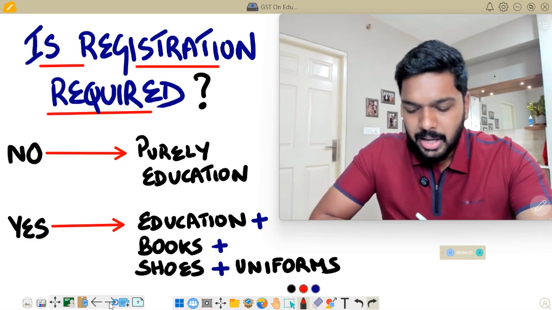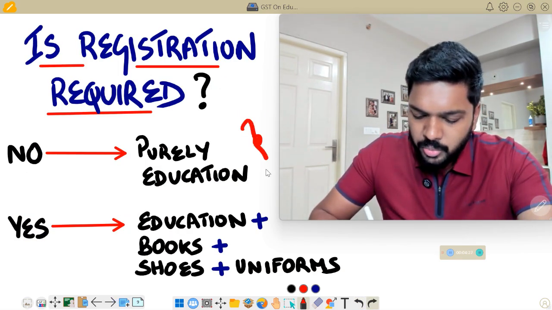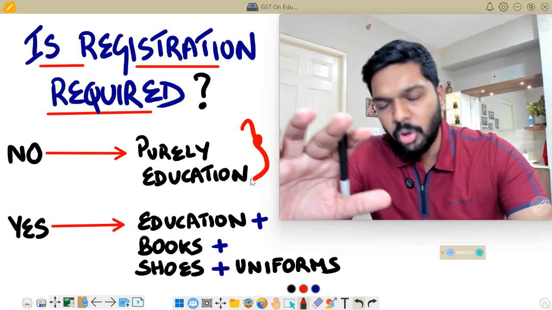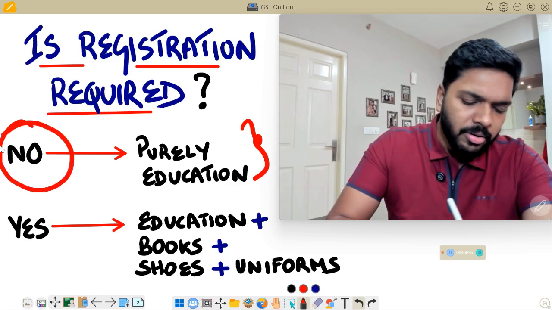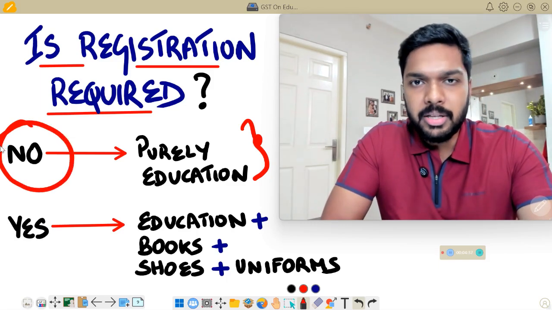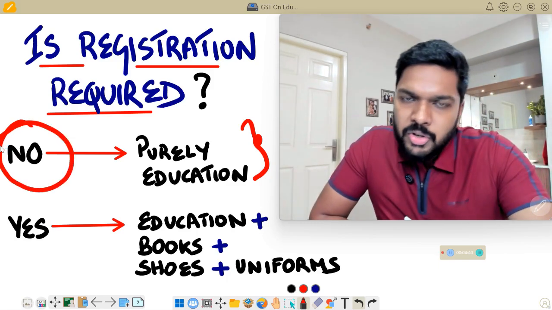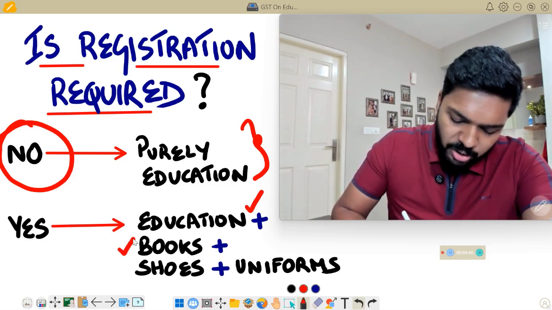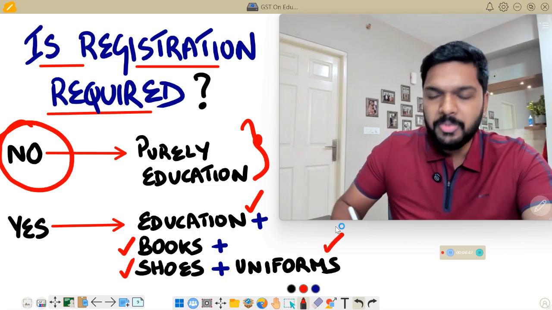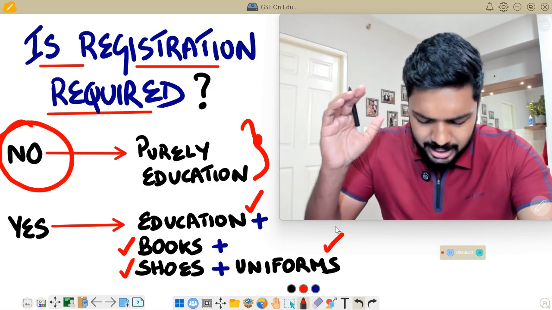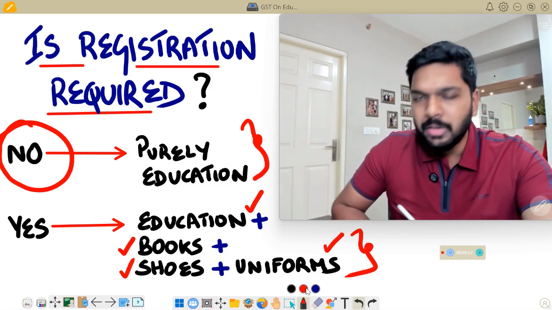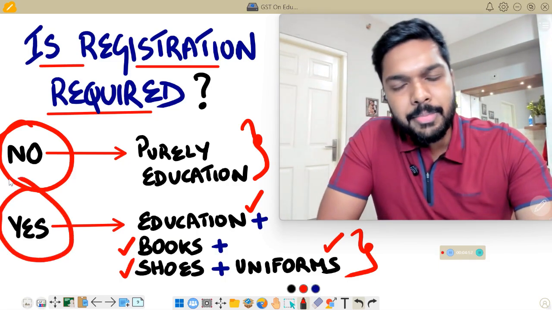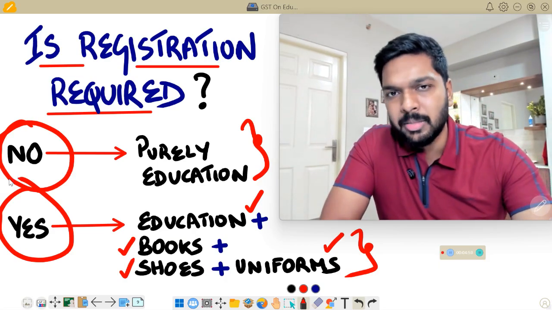Coming to registration. If you have an education institution which is wholly involved in the supply of education services, which is exempt, or purely exempt services, then registration is not required. The school or the education institution need not take a registration. But if you have an education institution providing not only educational services but also involved in the sale and supply of books, shoes, uniforms and other items as a part of education, then, because these are taxable services as well, registration is required because you're not providing 100% exempt services, you're providing partly exempt, partly taxable services.